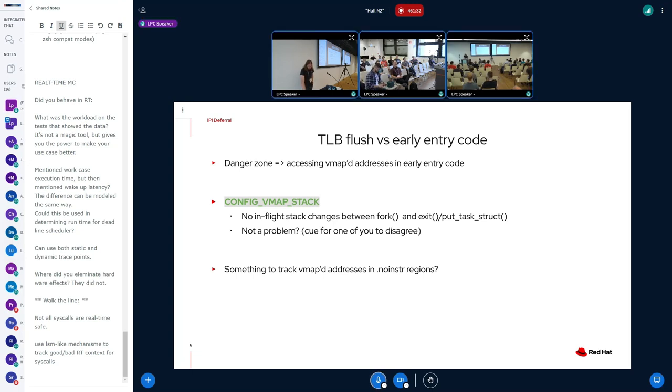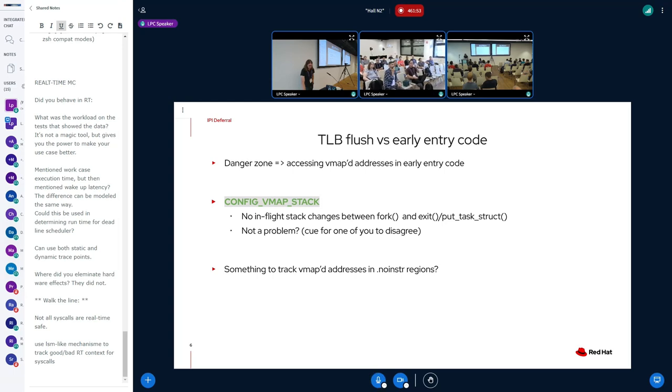So if we defer TLB flushes for the kernel range, now the problem is, okay, what if we access something? Oh yeah, okay, I put VMAP here because I'm only doing this for VMalloc. What if we access something that should have been affected by a TLB flush in this early entry code?